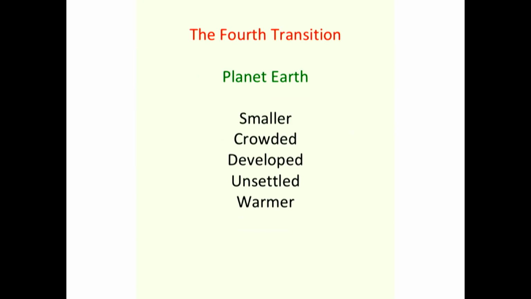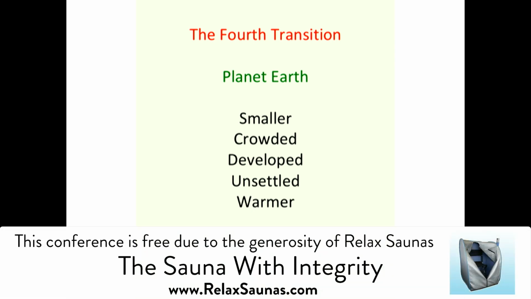Now we are in what we call the fourth transition. And planet Earth is a lot different. It's smaller by virtue of our ability to move around it so quickly. We now have the Wuhan virus, the novel coronavirus, which started in China. We've been hearing about it for maybe a month to 6 weeks, and it's here in the United States. It's low in number, but it got here very quickly, and that's how.